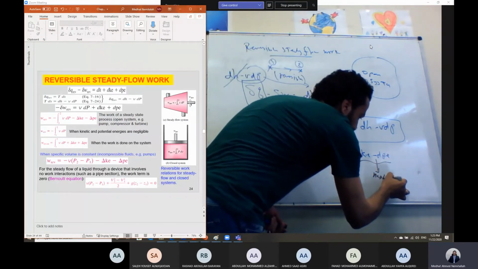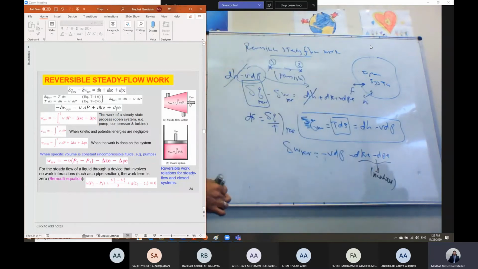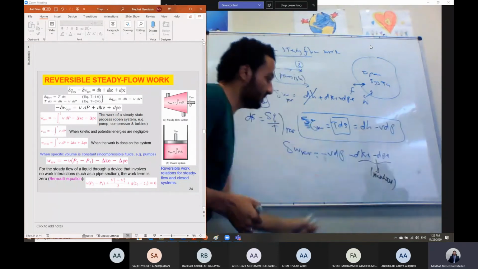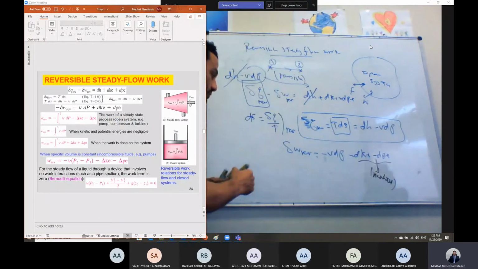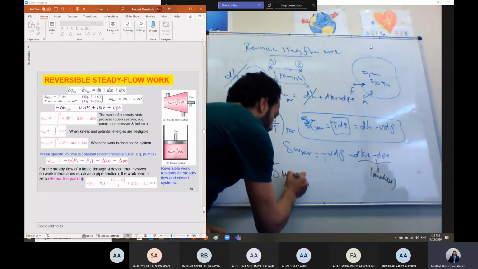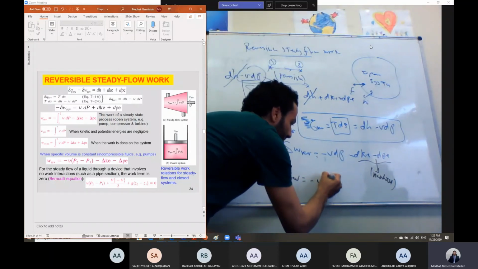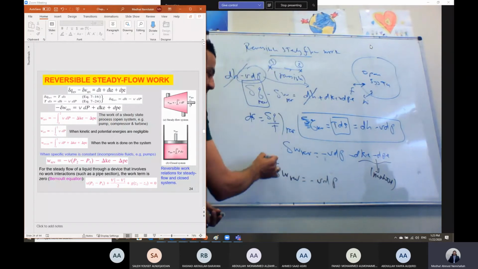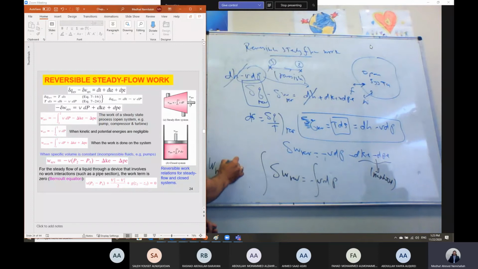If we neglected them, in many applications we neglect the change in kinetic and the potential energy with respect to the change of enthalpy, and the change of enthalpy is, in this case, a function of pressure. So that means the reversible steady flow work will equal minus VdP. Or we can say, if we integrate, then the reversible work will equal the integration of VdP. This is in case of an open system.